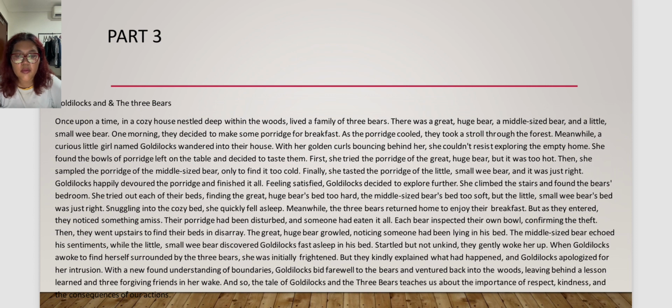First, she tried the porridge of the great huge bear, but it was too hot. Then she sampled the porridge of the middle-sized bear, only to find it too cold. Finally, she tasted the porridge of the little small wee bear, and it was just right. Goldilocks happily devoured the porridge and finished it all. Feeling satisfied, Goldilocks decided to explore further.